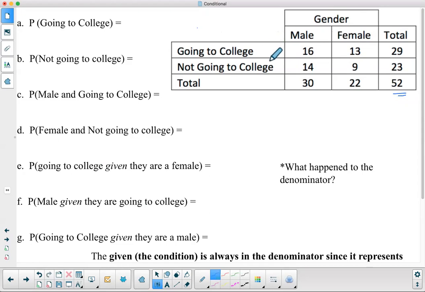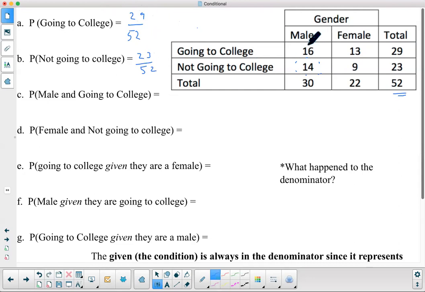How about the total number of males that are not going to college? Well, that's 14. These 14 people are male and they are not going to college. So probability of simply going to college is going to be 29. 29 people said they go to college of the 52. Probability of not going to college is going to be 23 out of 52 surveyed.